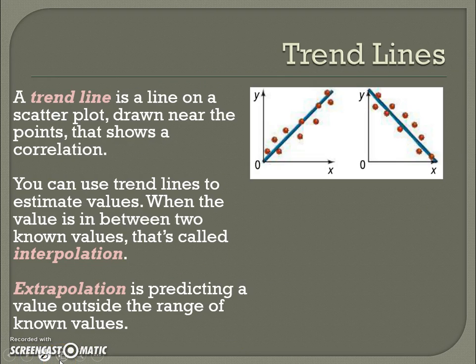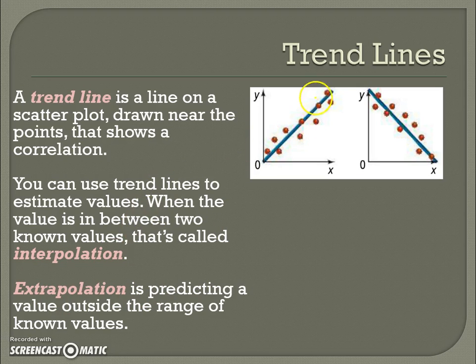Trend lines. A trend line is a line on a scatter plot drawn near the points that shows a correlation. All right, so here's my scatter plot. If I were to draw a line that best fits that, that's called a trend line. You can use trend lines to estimate values. When the value is in between two known values, that's called interpolation. Extrapolation is predicting a value outside of the range.